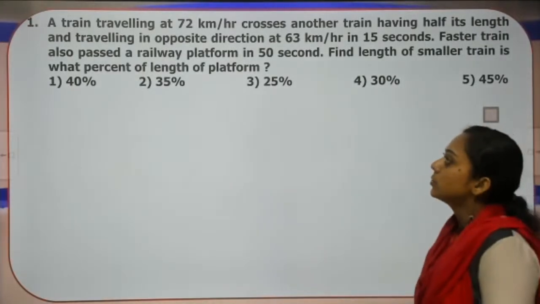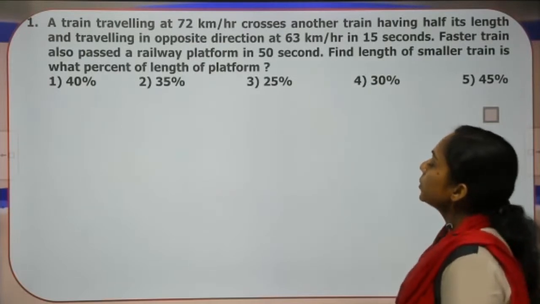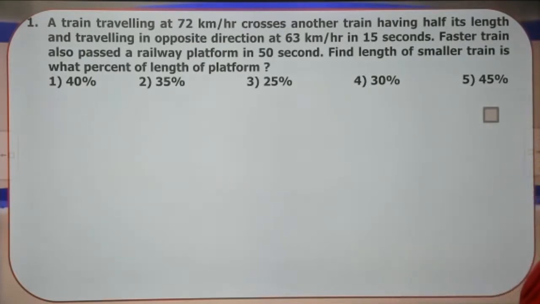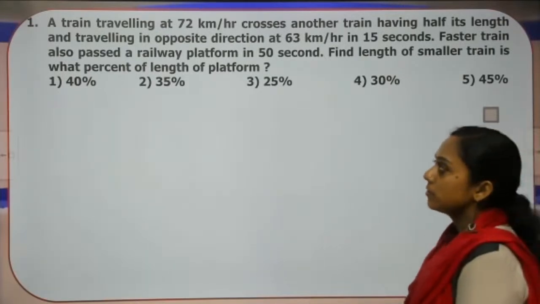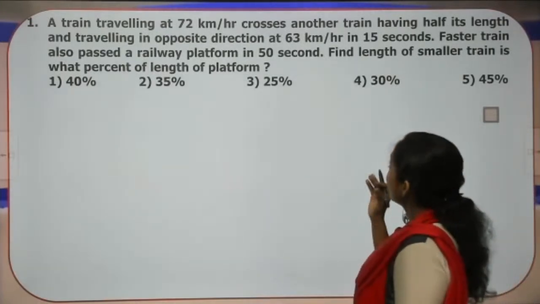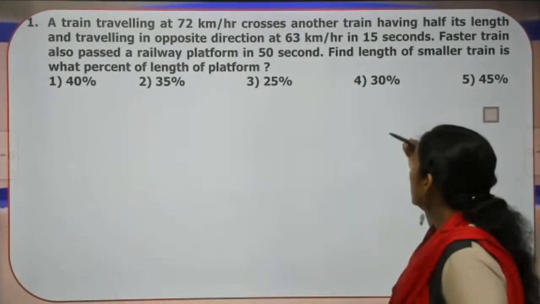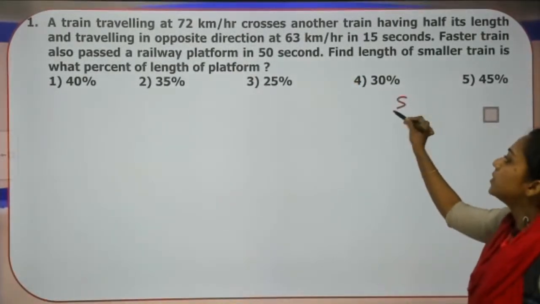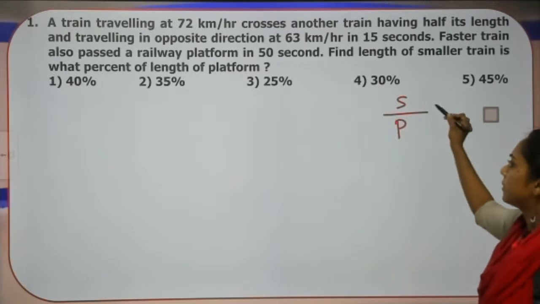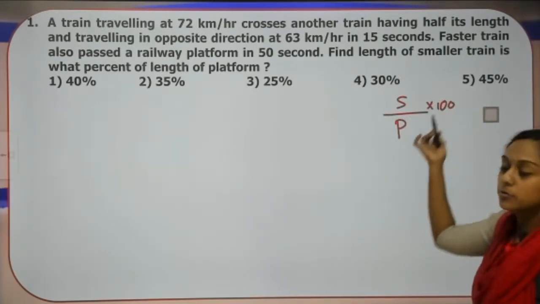Okay, so a train traveling at 72 km per hour crosses another train having half its length and traveling in opposite direction at 63 km per hour in 15 seconds. Faster train also passed a railway platform in 50 seconds. Find the length of the smaller train is what percent of the length of the platform. Okay, smaller train means that is actually the slower train here. So actually what is our question? Slower train's length divided by platform into 100. This is what you have to find out.